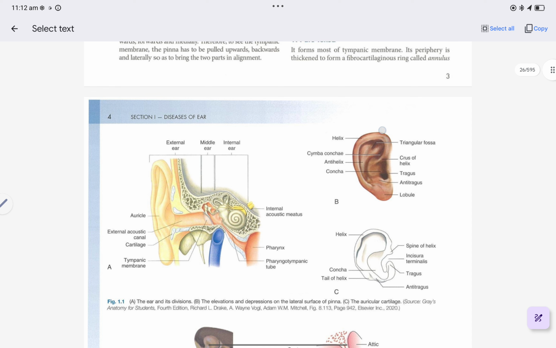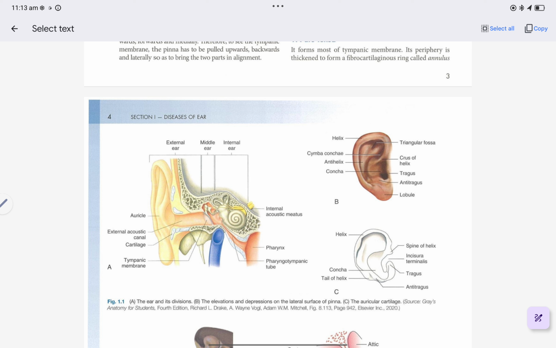We'll look into the diagrams. Figure 1.1 A. The ear and its divisions. External ear, middle ear, internal ear. Auricle, external acoustic canal, cartilage, tympanic membrane, pharyngotympanic tube, pharynx, internal acoustic meatus.